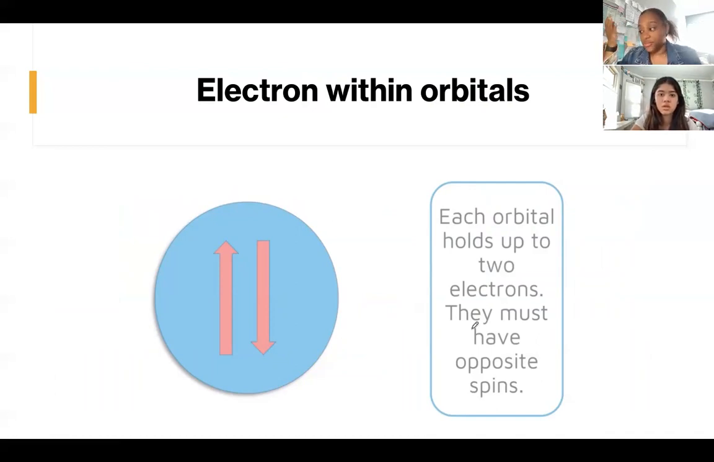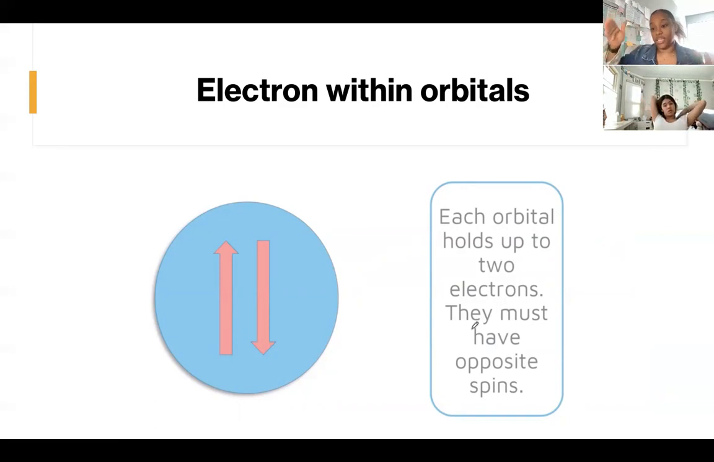I said that already. Each electron has the opposite spin. This is what those dashes mean when we draw them. We call it a spin. Each orbital holds up to 2 electrons, and they must have an opposite spin. That is another rule that we talked about last week, the Aufbau principle.